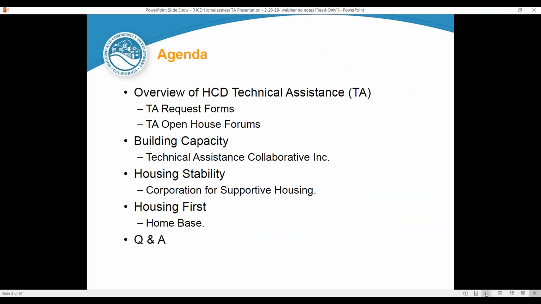So for today, we will cover the following. We will provide an overview of HCD's technical assistance, an overview of the technical assistance request forms, and also a little snippet of the technical assistance open house forums. In addition, you will be hearing from our technical assistance consultants. Under the building capacity category, that will be the Technical Assistance Collaborative, and you'll hear us say the word TAC. For housing stability, you will hear from Corporation for Supportive Housing, or CSH. And with Homebase, the Center for Common Concerns, we'll be providing a housing first overview. We also will allow some time for Q&A at the end of the presentation. Let's get started.